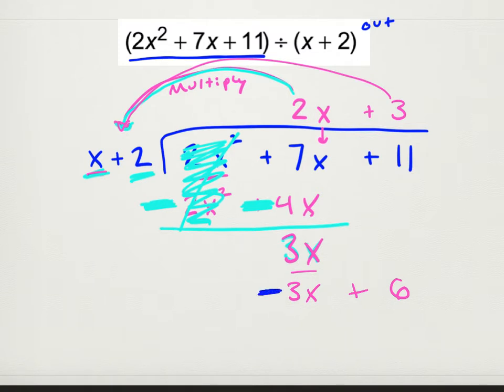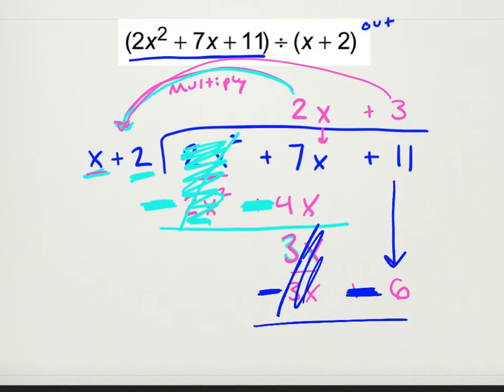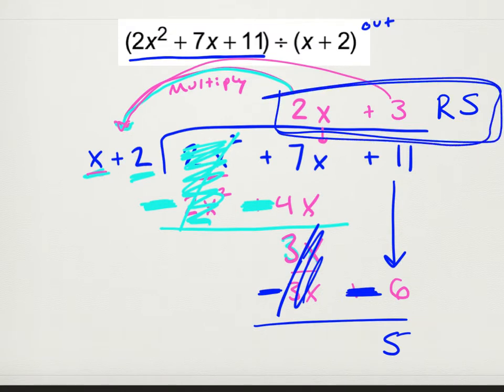Change the signs because we want this to cancel. So 3x minus 3x, what happens to them? 0, so they cancel out. Then we drop down this 11. What's 11 minus 6? 5. So it's 2x plus 3 remainder 5. Awesome. 5 is our remainder. So that's our answer. 2x plus 3 with a remainder of 5. So we just put R5.